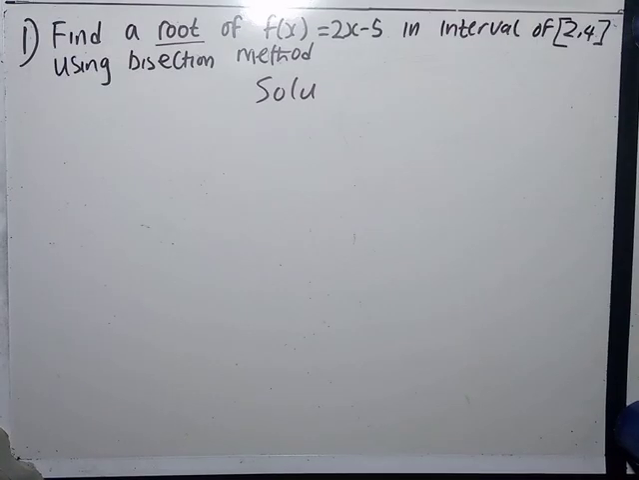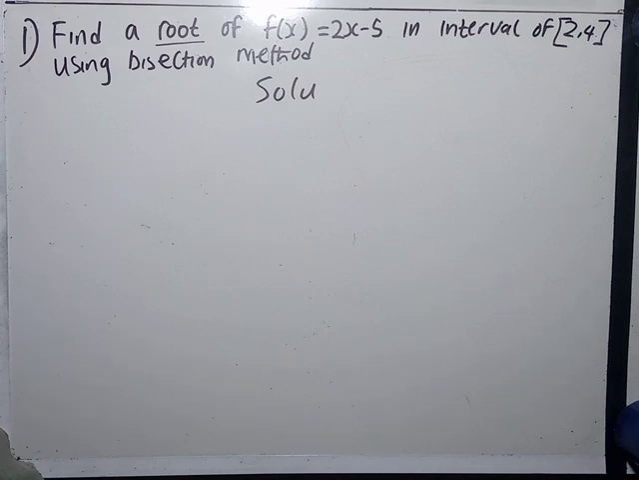Good day all. Today we'll be looking at a question under bisection method. The question says find a root of f of x equal to 2x minus 5 in the interval of 2, 4 using the bisection method.